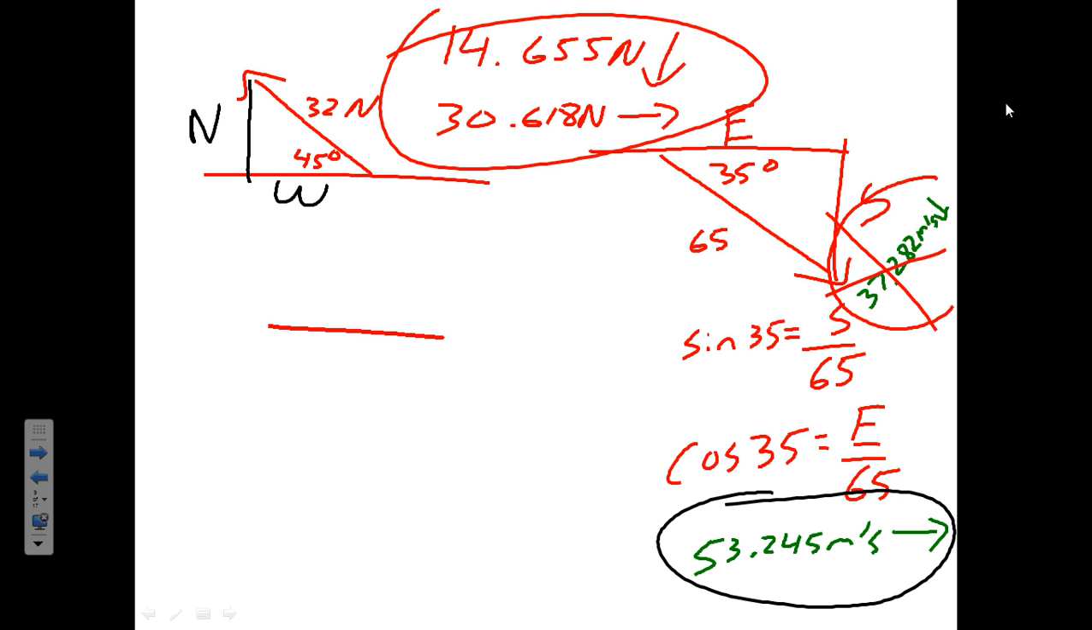So we've got a 30.618 east, and we're going to draw that tip to tail. Did I put my arrow on this one backwards? Was that south or north? South. So that's newtons. Newtons south. So it's 14.655. So we want to draw in our resultant, which will be right here. Do some Pythagorean theorem.